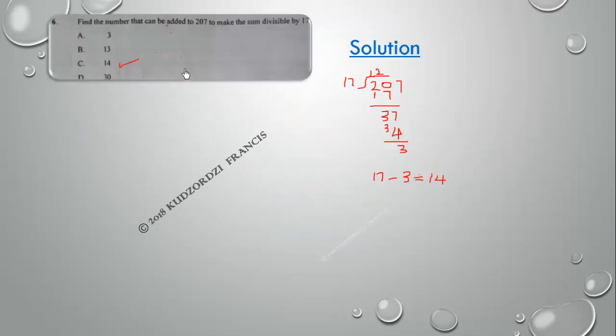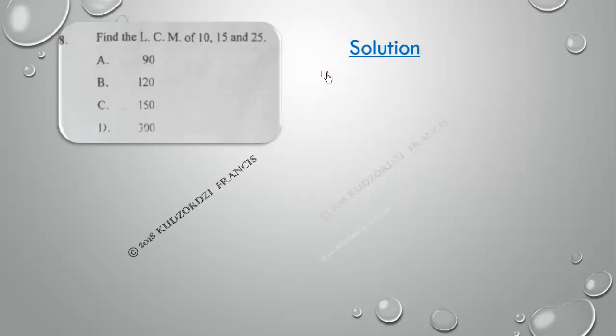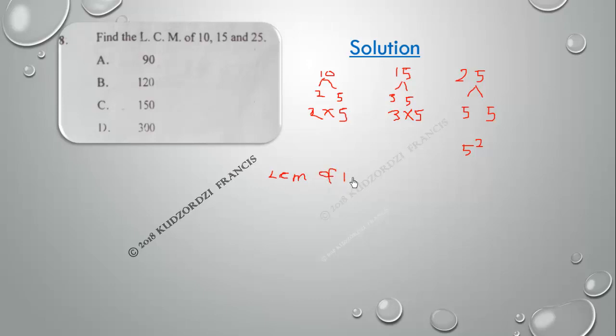Then we have the LCM. So this time let's use the factor tree to find the factors of 10. So factors of 10 are 2 times 5. And using the factor tree again, we find the factors of 15, which is 3 times 5. Then also 25 is 5 times 5, which is 5 squared. So for the LCM, this time we take the highest degree in each of them and multiply. So we have 2, and 3, then 5 squared. Then this gives us 6 times 25, and 6 times 25 is giving us 150. So the correct answer is C.